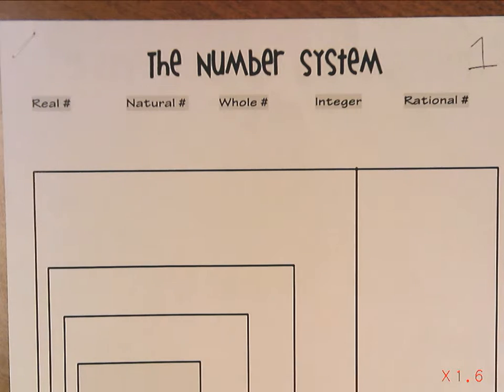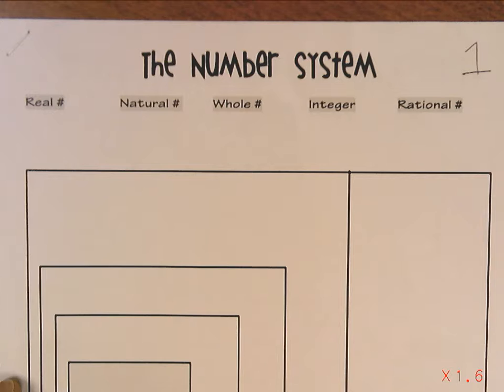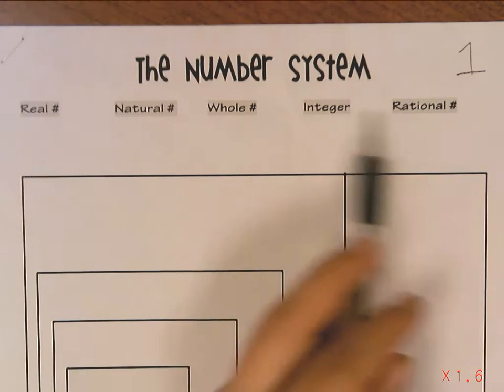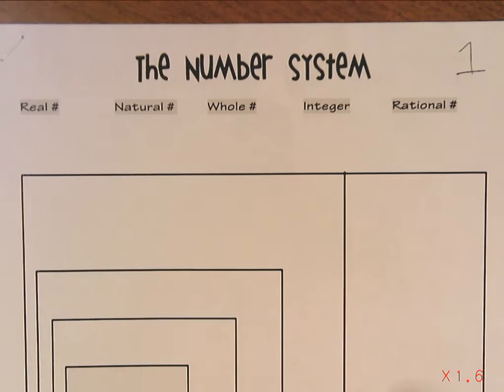Now, if you notice, on most of our notes, you will have some basic vocab at the top of the page. These vocab you will write in your vocabulary dictionary as well, but we're going to write short definitions up at the top just to help you remember what the vocabulary is and how it applies to this particular lesson. The vocabulary words that we're focusing on are real number, natural number, whole number, integer, and rational number.